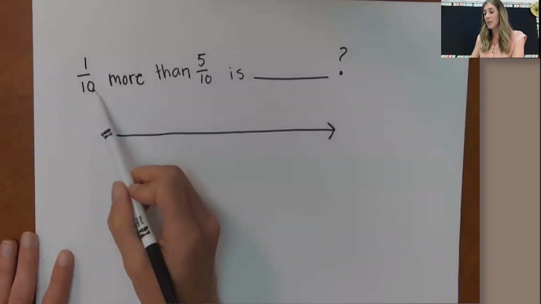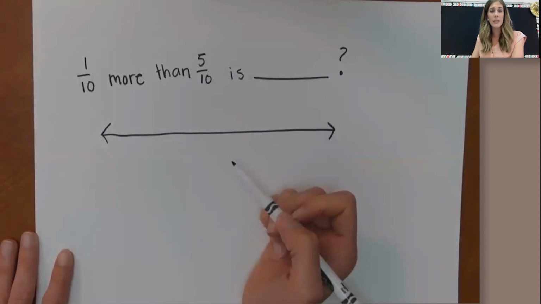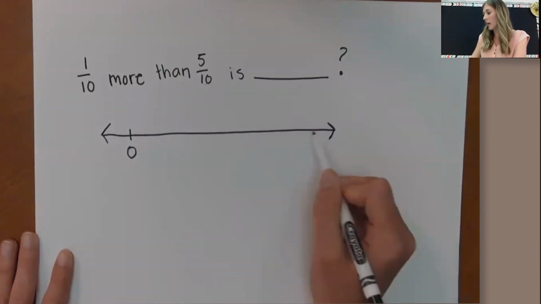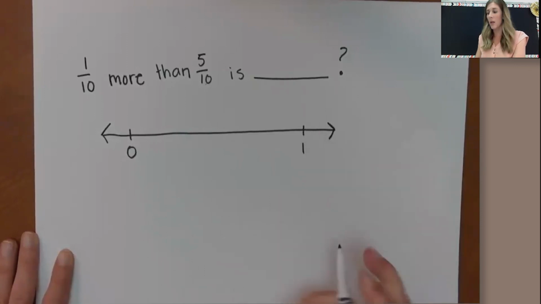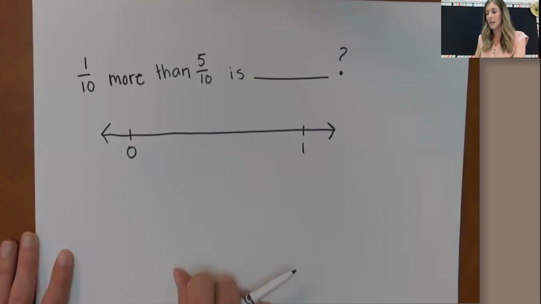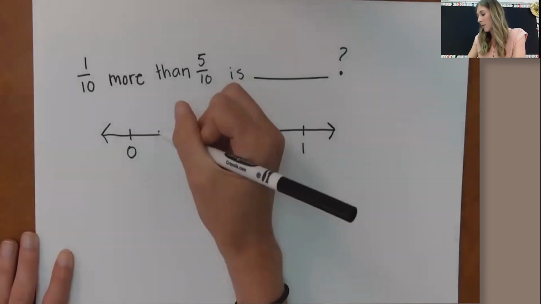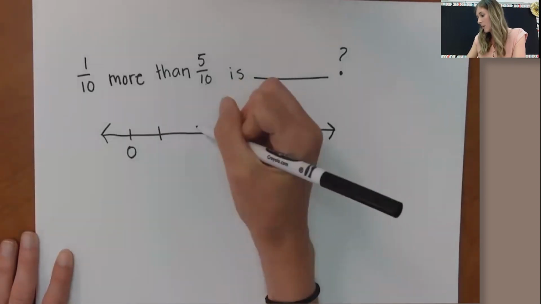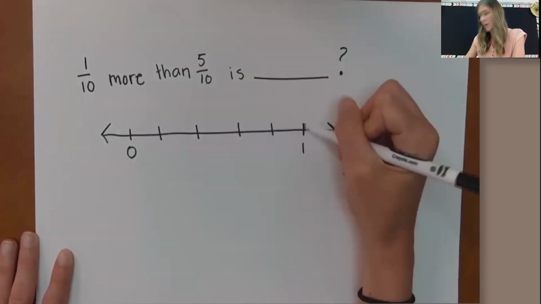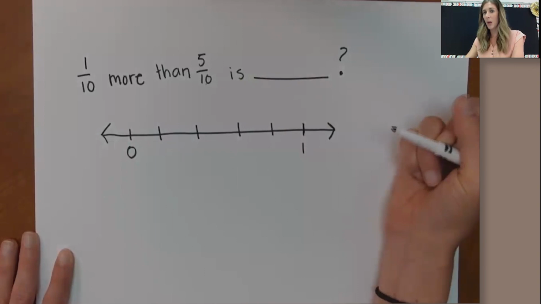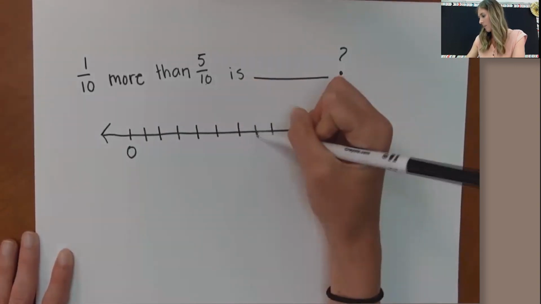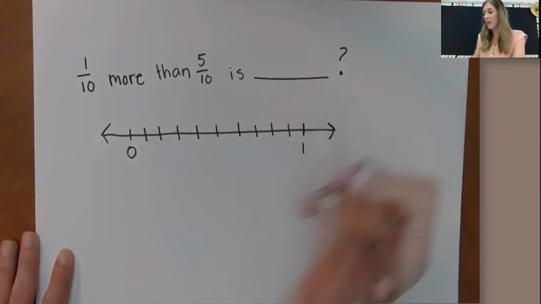10, correct, because the denominator tells us how many equal pieces are in the whole. So I'm only talking about one whole here. So I'm good with my number line being from 0 to 1. And then I need to break it up into 10 equal pieces. So I'm going to break it up into fifths, with my fifth tick mark being that whole piece. And then I'm going to go back and split those in half, so that I should have 10 equal pieces.